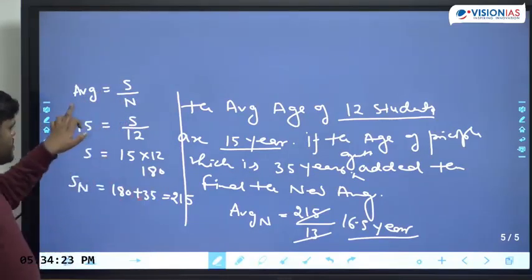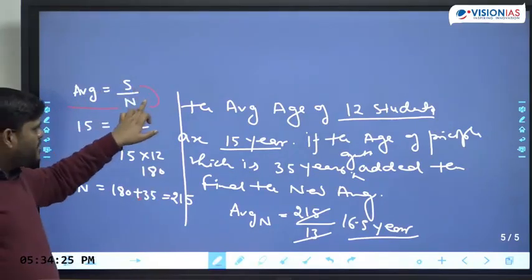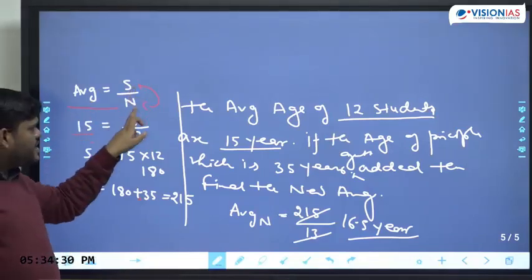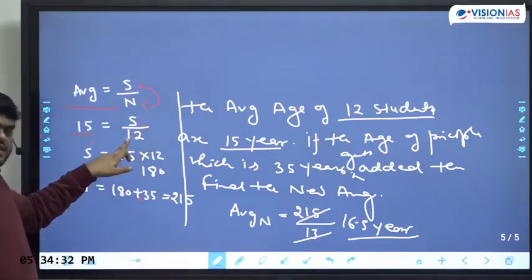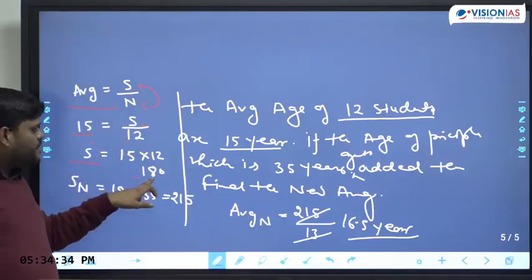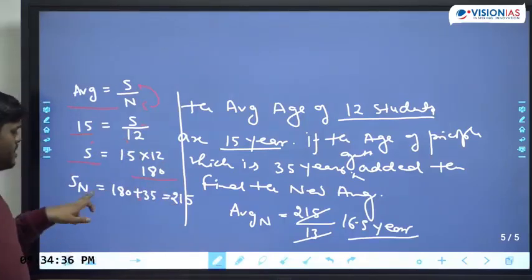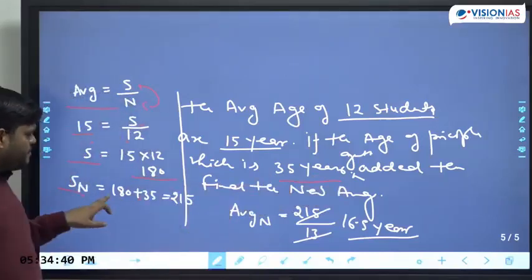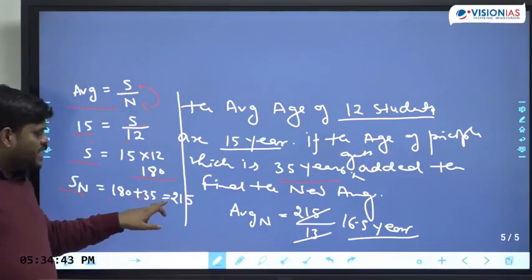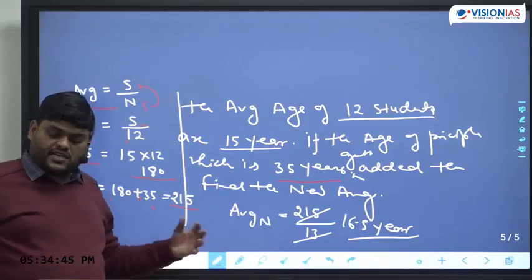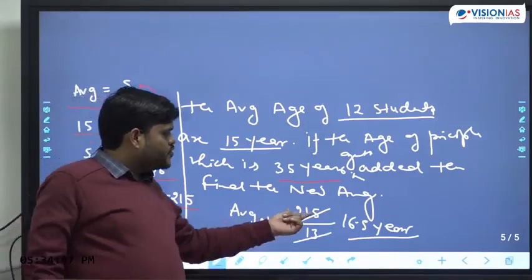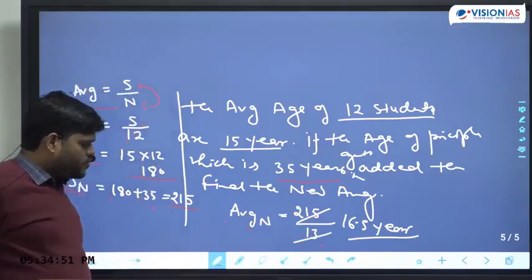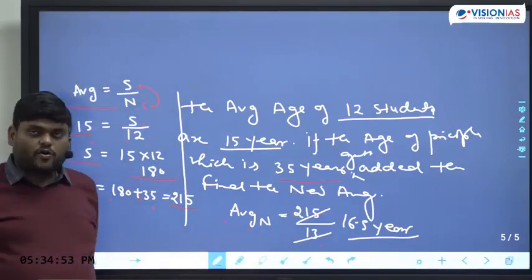What we have done: average is equal to sum upon number. So 15 average is given, sum we have to find out, and 12 is the number. From here we can say that the sum is 180. Now the new sum is, because the principal's age is getting added, 180 plus 35, that becomes 215. So what is the new average? The new average becomes 215 upon 13, that is 16.5 here. I hope there should be no doubt here.